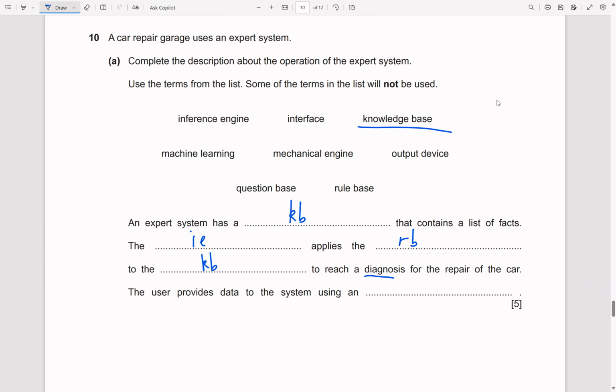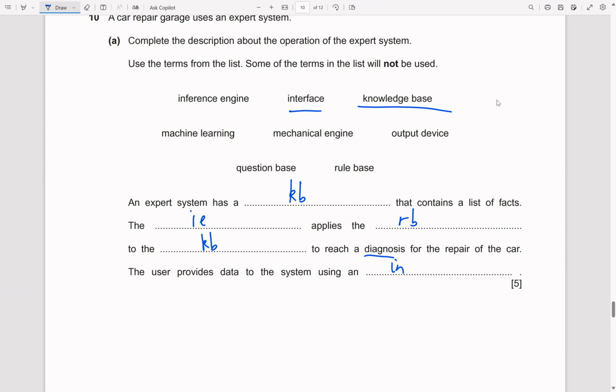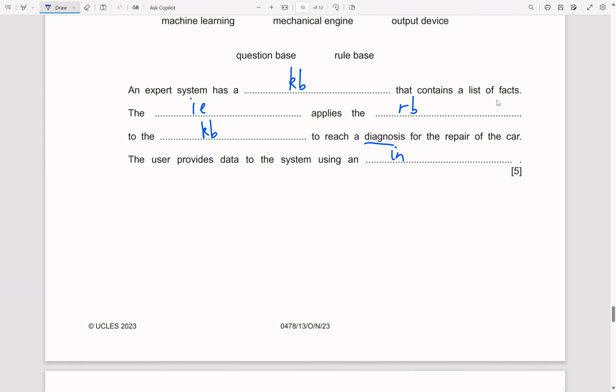Because again, the rules can be, does it have four legs? And then the knowledge base is going to be, a dog has four legs, a cat has four legs. Right, the user provides data to the system using, and that's going to be the interface. Okay, interface. Because an interface is for input of data, and also output, so showing the data to the user.